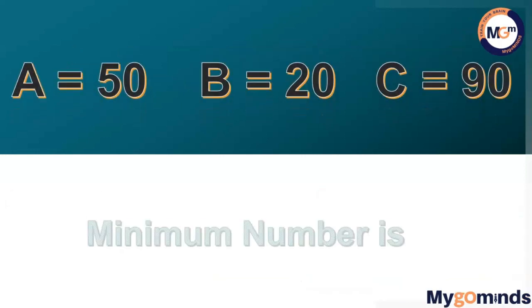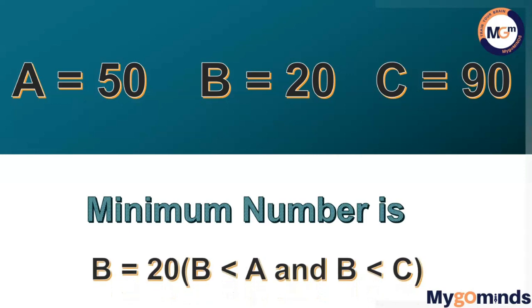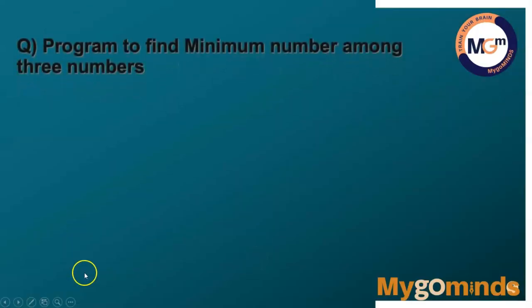Okay, and so these are the numbers. So let's try to find out the minimum number among these using the logic. Logic is nothing but B is less than A and B is less than C. In order to find out for B, this is the condition: B is less than A and also B is less than C, which means that the minimum number is B. Okay, so now let us write the program.